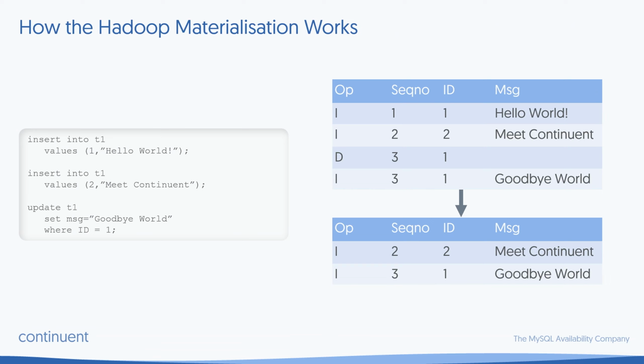The materialization process will then collapse all of that down into what we call the base tables, so that you end up with a resulting table output which matches your initial production source table.